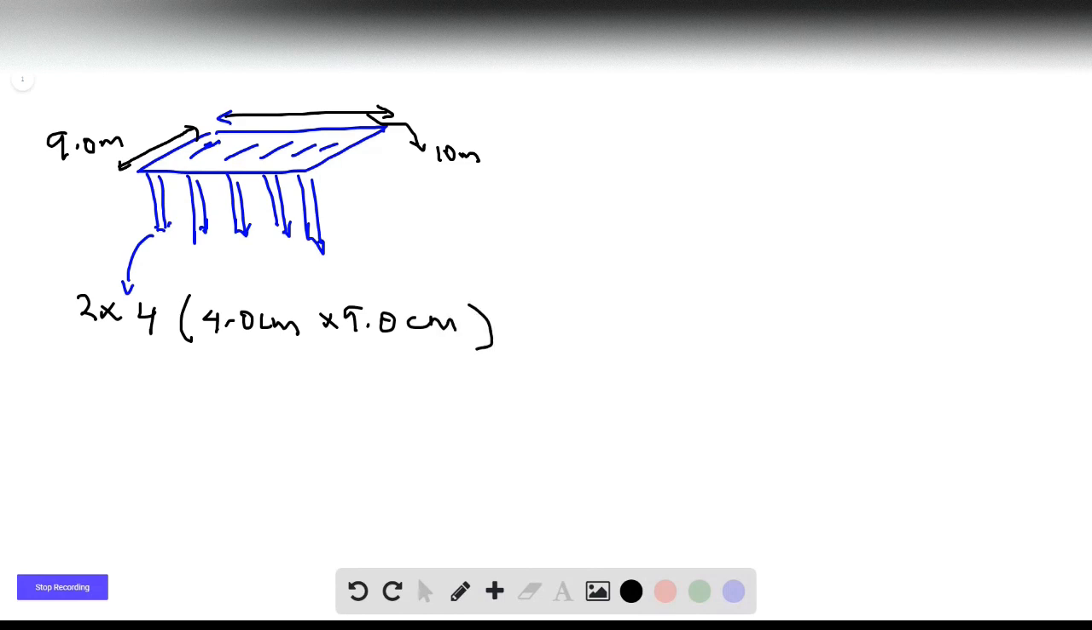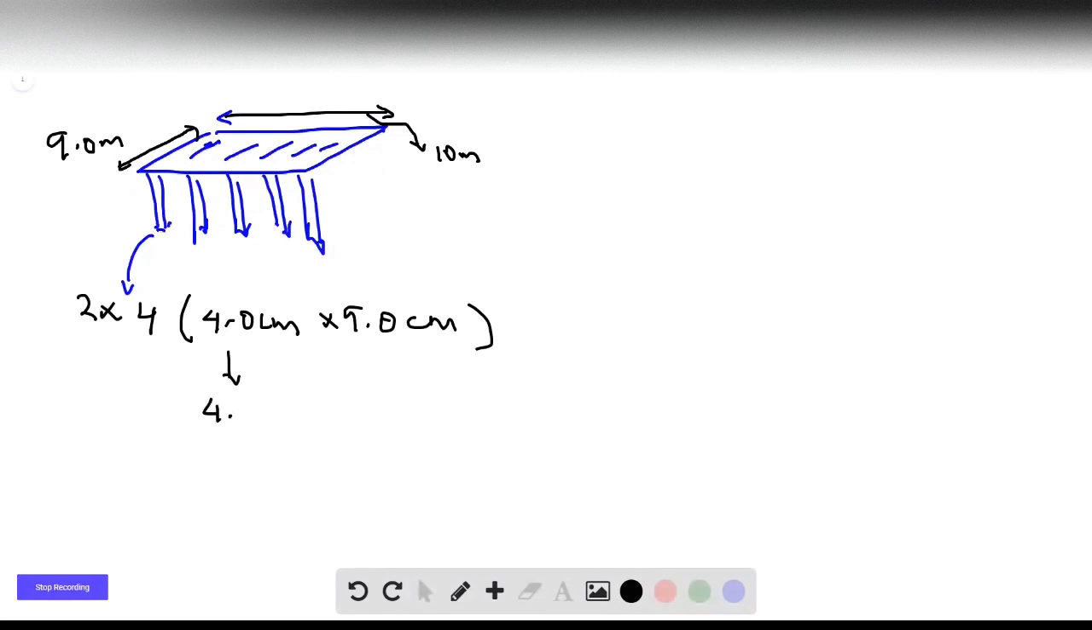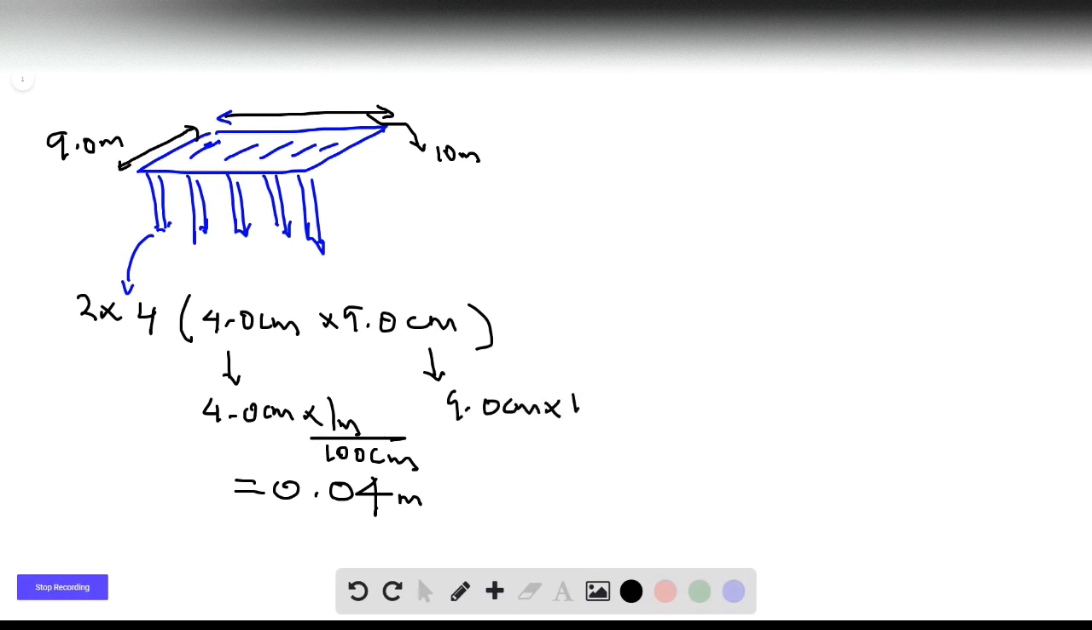We can always transform these units into meters right away by saying if this is 4 centimeters, we multiply it by 1 over 100 centimeters, and then this one gives me 0.04 meters, and the same thing is going to happen to the second unit, where we take the 9 centimeters and multiply it by 1 meter over 100 centimeters, a unit conversion, and that gives us 0.09 meters. So that's the information we're given.